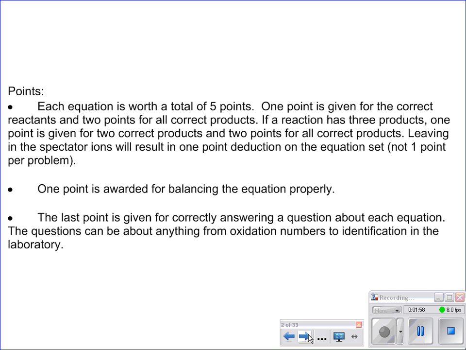Each reaction is worth a total of 5 points, and on the AP there are three reactions. Okay? So we usually give 1 point for reactants, 2 points for products, 1 point for balancing. You've got to balance every equation in electrons and in number of atoms. And then there's always a question. They might be oxidation numbers. They might be is it soluble or insoluble type questions. They might be what color would this turn litmus. Real descriptive chemistry type questions that are found at the end, and that's worth 1 point. So a total of 5 points per question, and that would be 15 total for 3 questions. Okay.